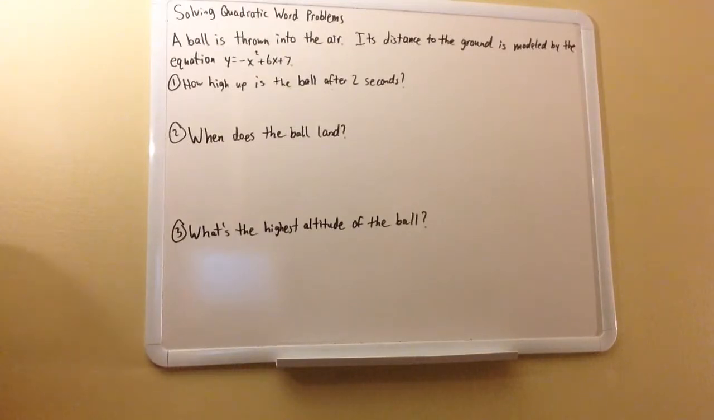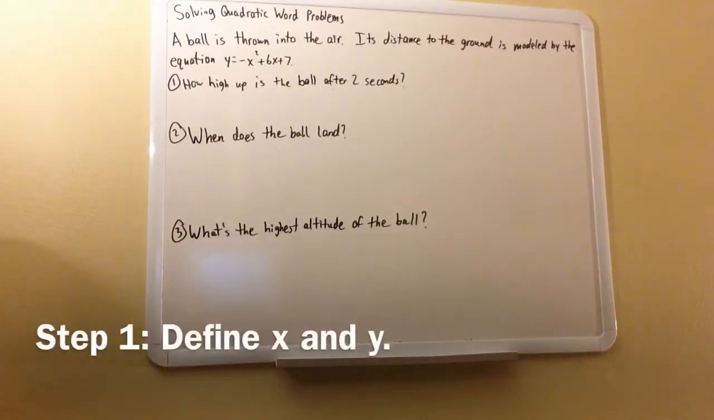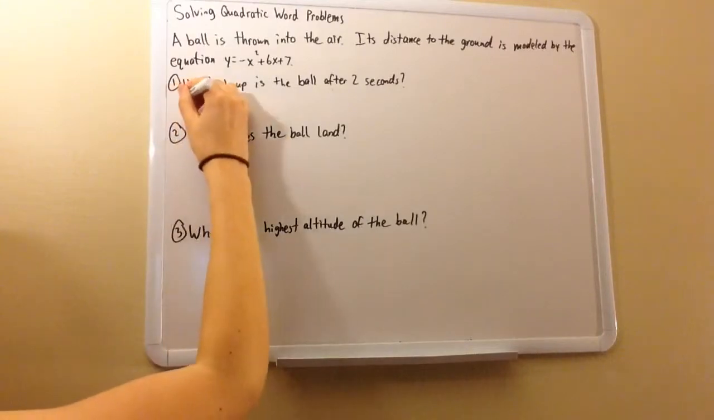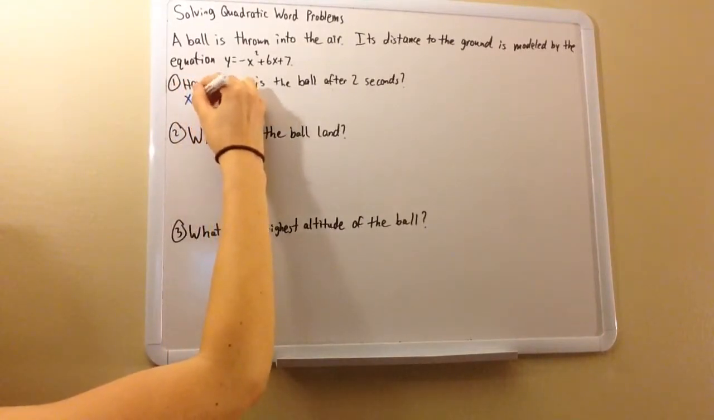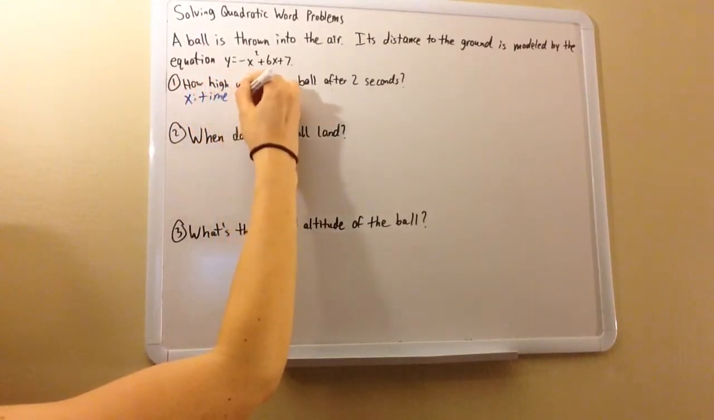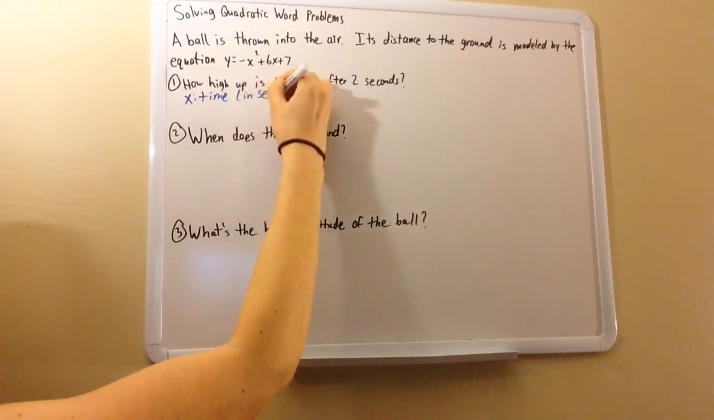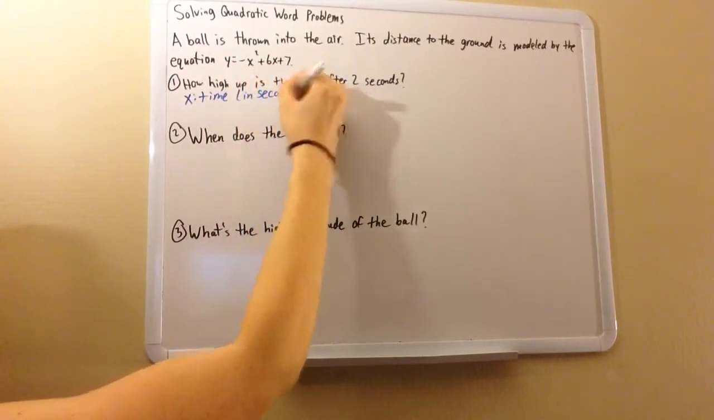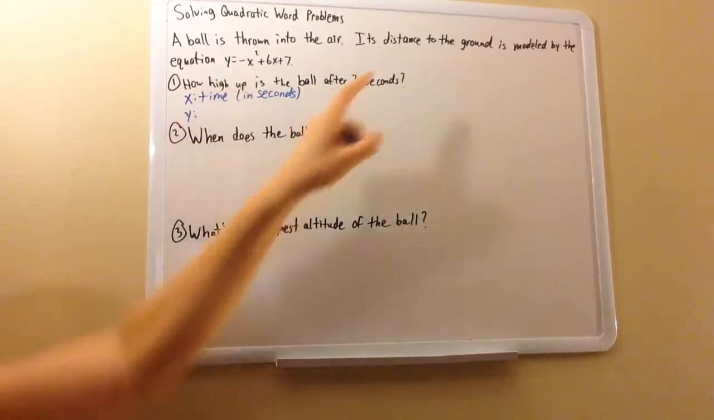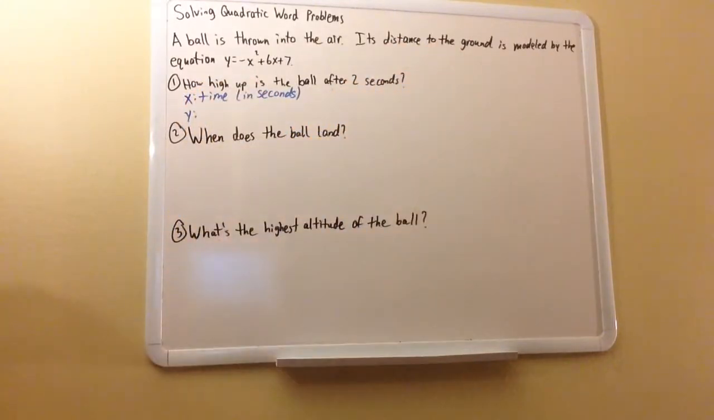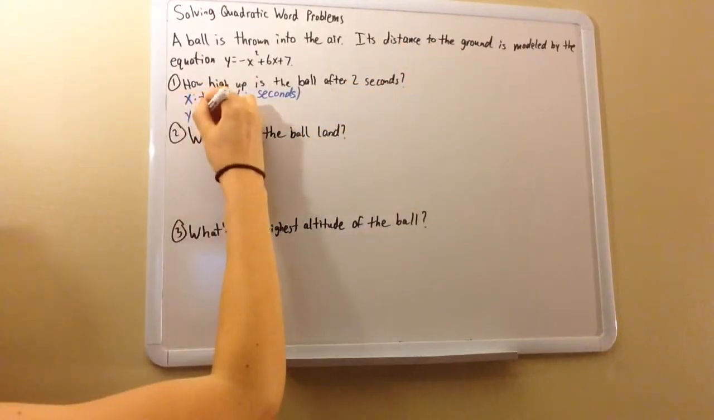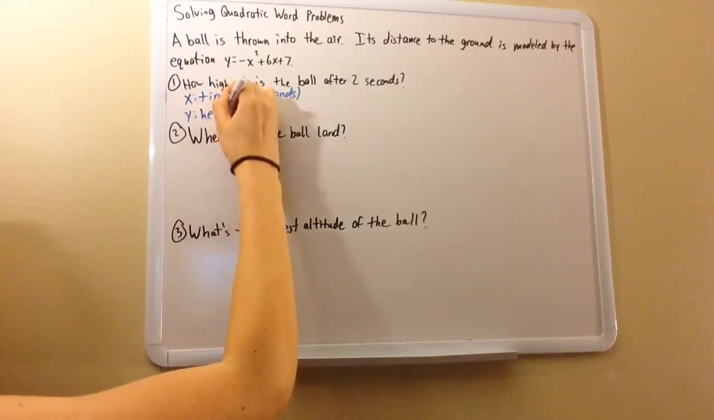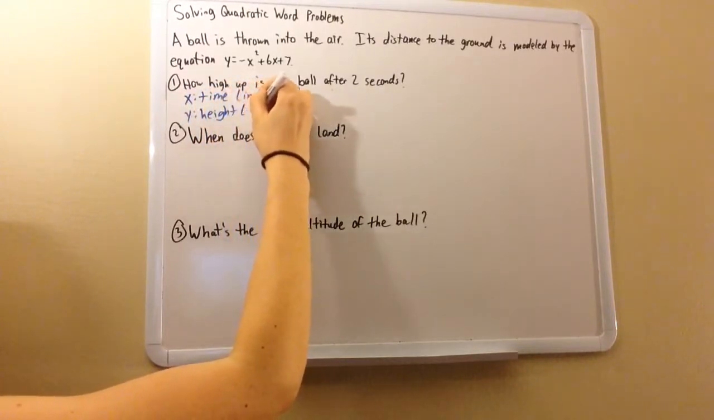For any word problem, you really need to figure out what x and y really stand for. So in this case, x is going to stand for the time in seconds. We also have y, and y is the distance to the ground. But another way to say distance from the ground is the height. And that's being measured in feet.